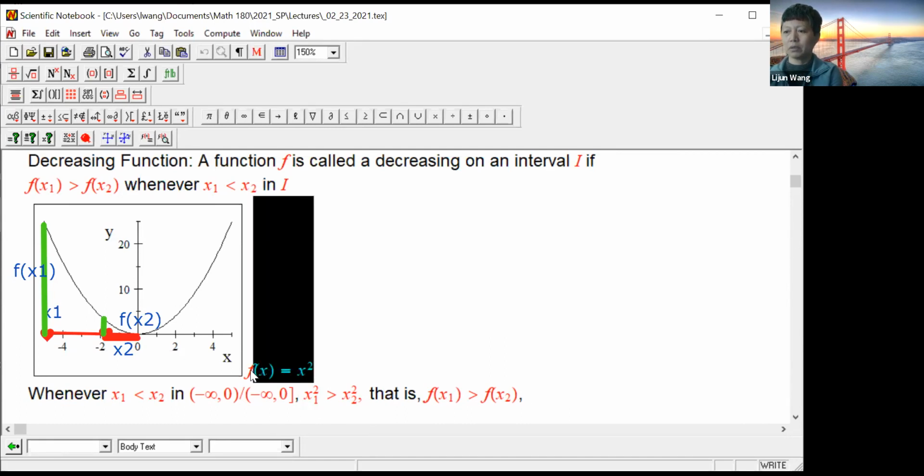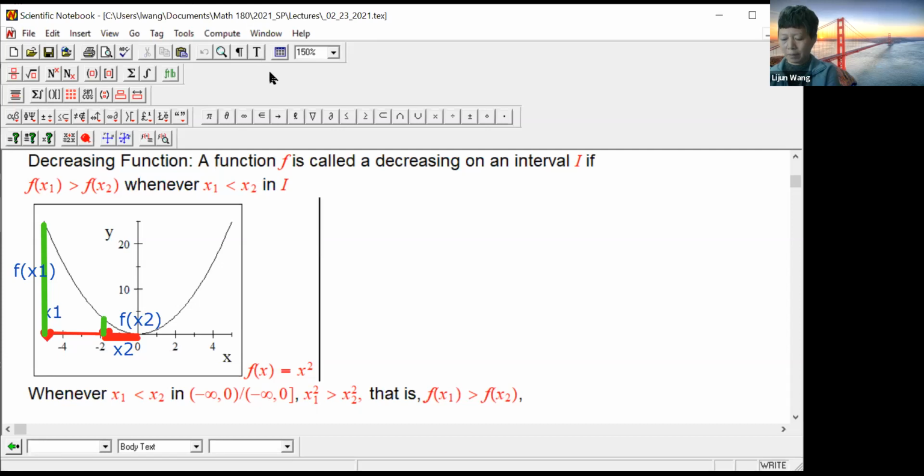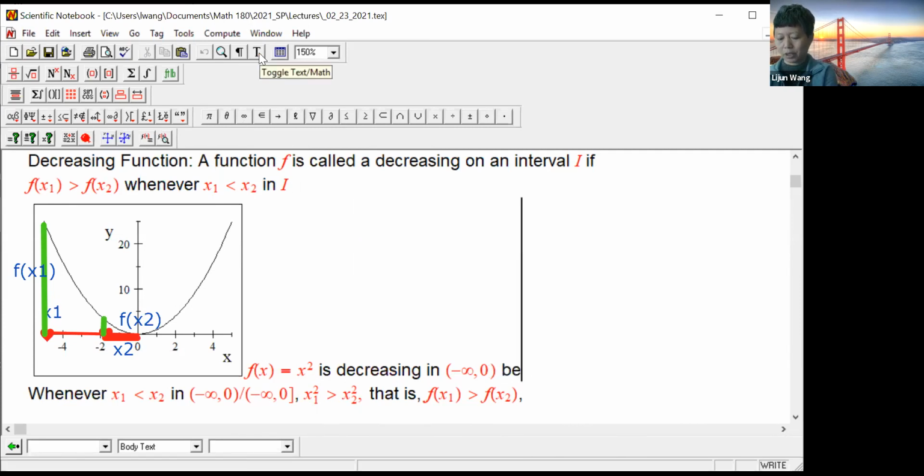And then what do we say? f of x squared, I'm going to put it here, is decreasing on the interval (-∞, 0). And here I just say "because." Okay. So you tell the reader it's decreasing, and you also have to tell the reader where, okay?